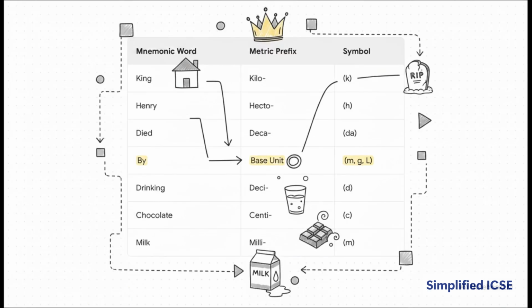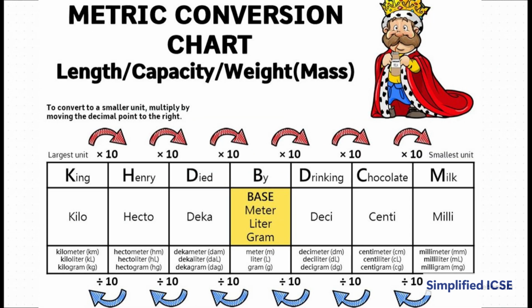So King is for kilo, Henry for hecto, died for deca. You get the idea. Now that "by" right in the middle, that's your anchor. It stands for the base unit, which could be your meters, your grams, or your liters. This little chart is your roadmap for pretty much every conversion you'll ever need to do.